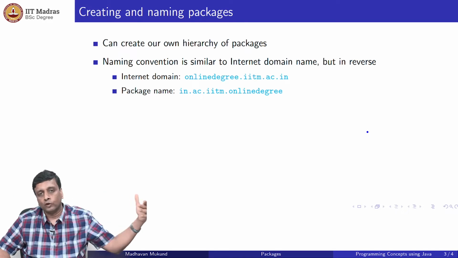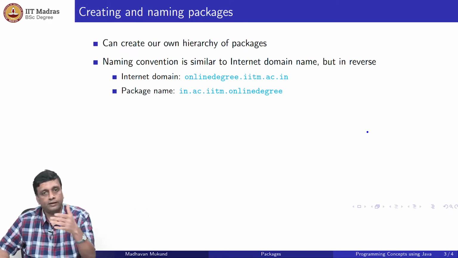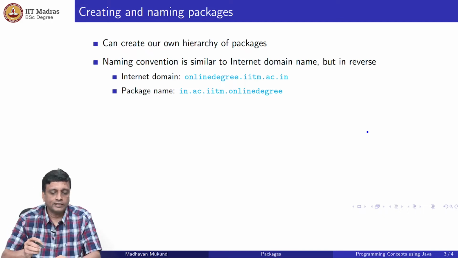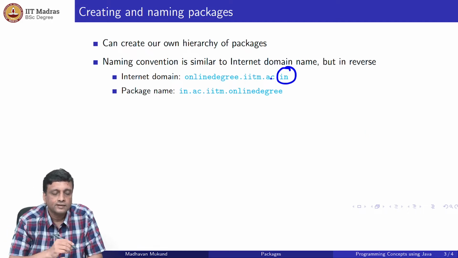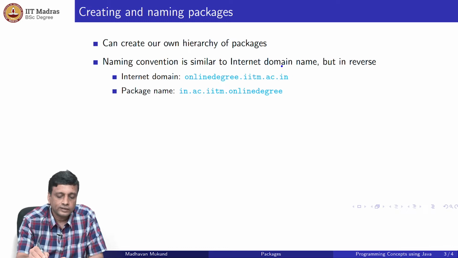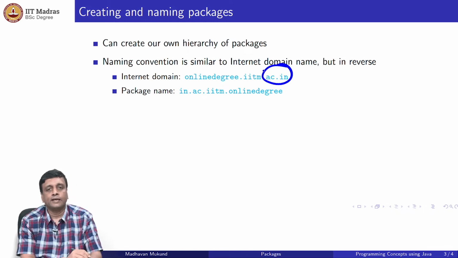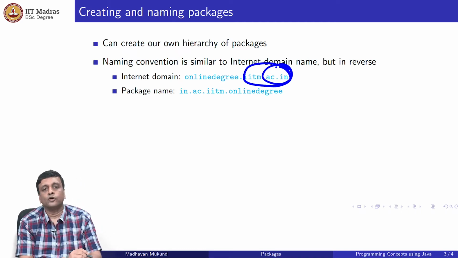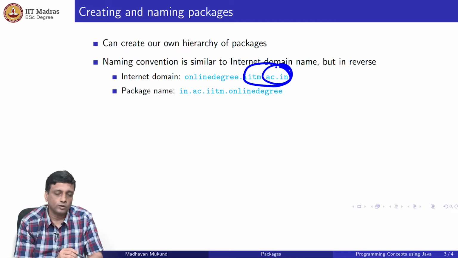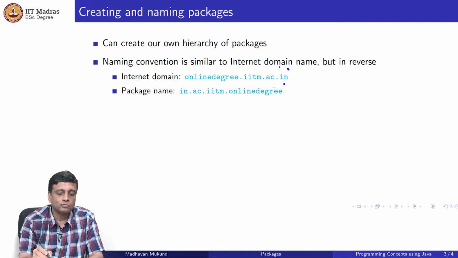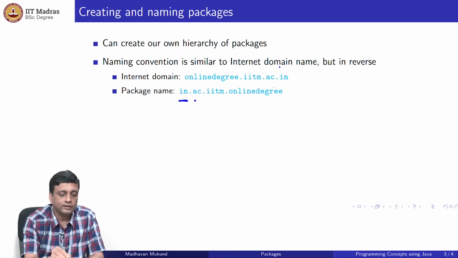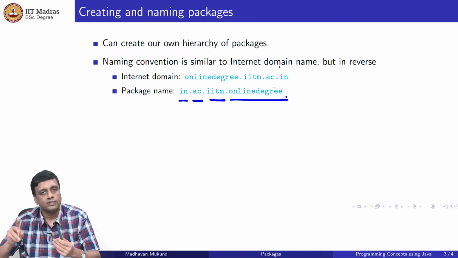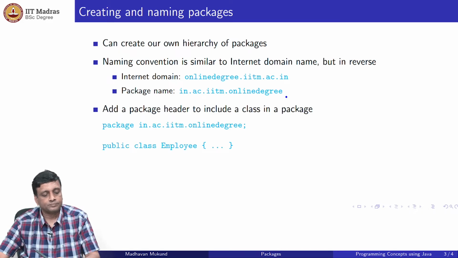So as I go left to right in a file name, it's going more and more specific, whereas the internet actually goes the other way. So .in indicates a domain that's in India, and .ac.in indicates an academic institution inside India, and then iitm.ac.in indicates all the domains which belong to IIT Madras, and so on. So the Java name for this will be the other way around. I start with in, then I go to ac, then I go to iitm and onlinedegree. So this is just a naming convention, and this you will often see in Java.